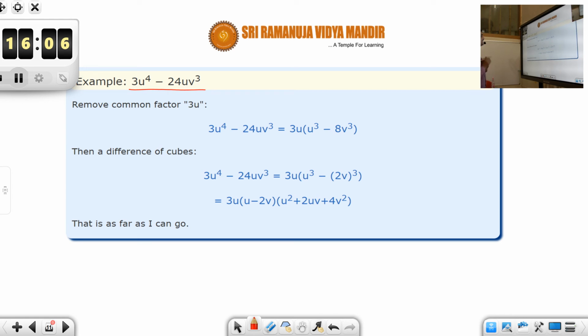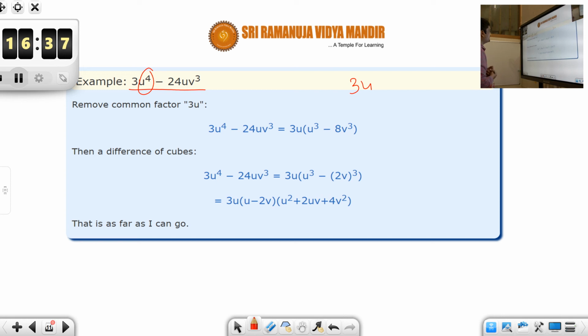Okay students, first let's look at the coefficients. Do you find anything in common? Yes, there is a factor of 3 which is in common. And then let's look at the variables. In the first term you find u⁴, and in the second term you have u. So what is the common thing in these variables, u⁴ and u? So u.